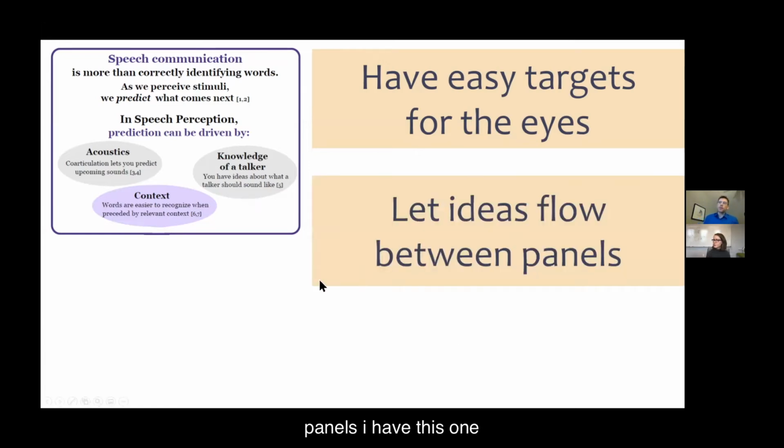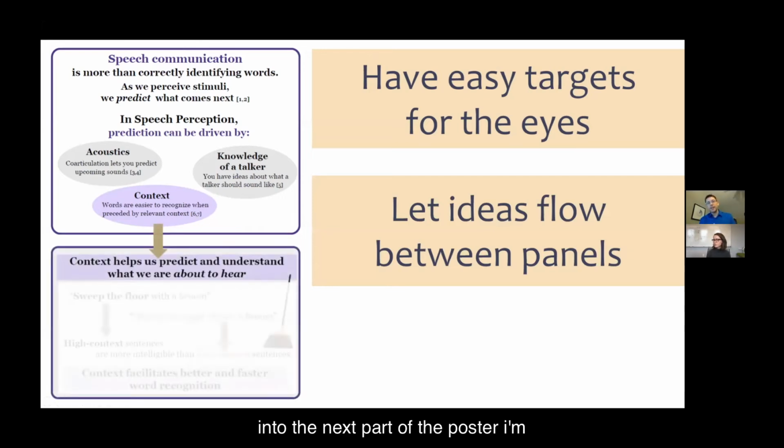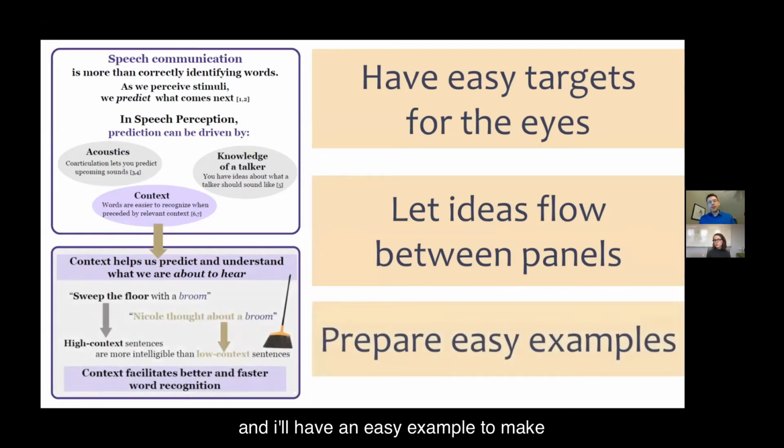I have this one bubble here that's set out into a different color, and that actually leads us into the next part of the poster. I'm going to talk more about context. And I'll have an easy example to make sure I don't have to think of one on the spot, right? A lot of times a concept is very familiar to us, but when asked for an example, we pause for a moment and have to think about one, and it's kind of awkward. If you put the example right on your poster, it helps you out and helps the audience as well.